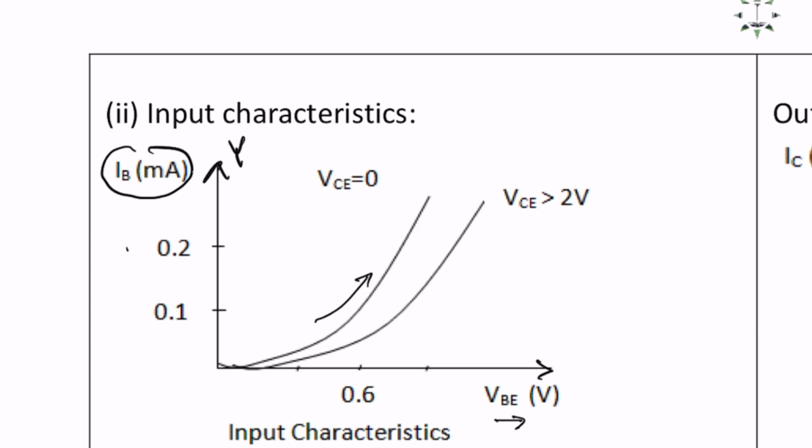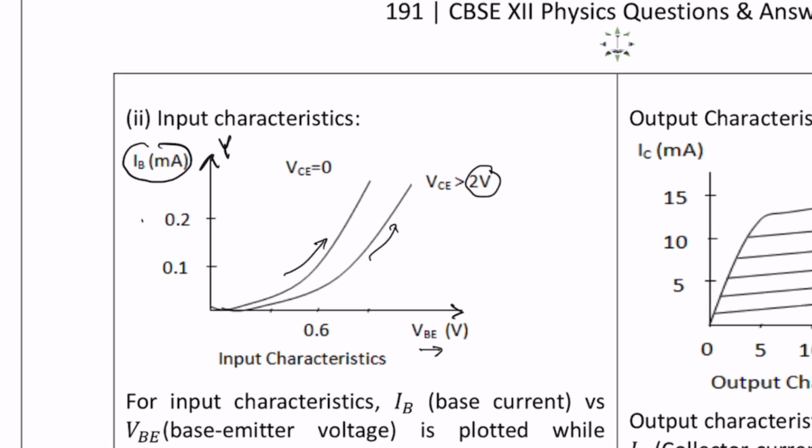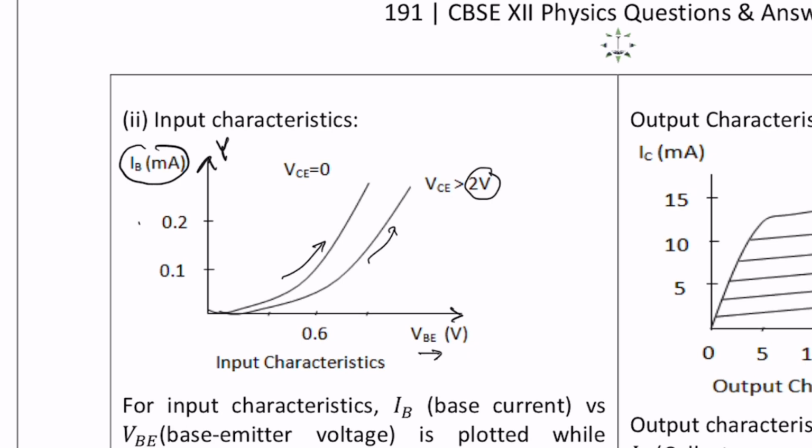Similarly, when the collector emitter voltage is greater than 2 volt, and if we increase the base emitter voltage, then my base current increases like this. So on increasing base emitter voltage, my base current increases, correct? So this is explained for different collector emitter voltage. Two graphs we have shown in this input characteristic.